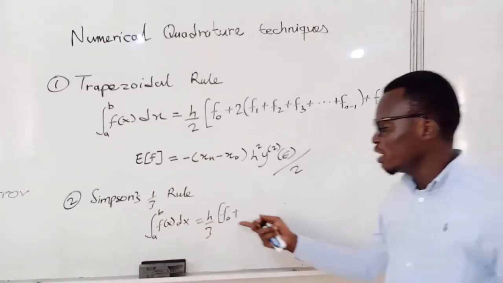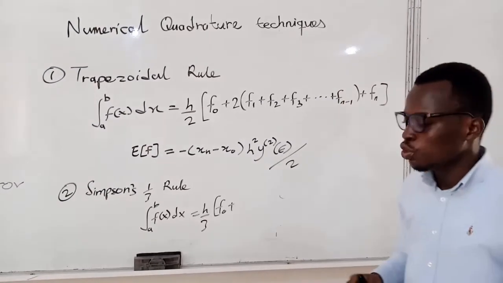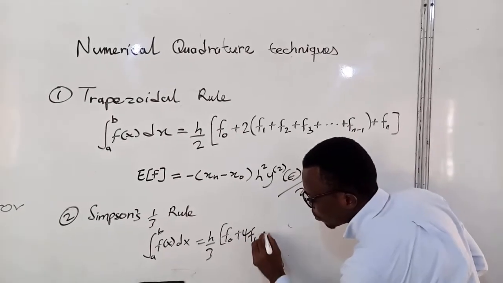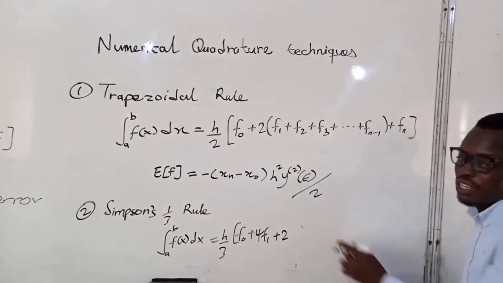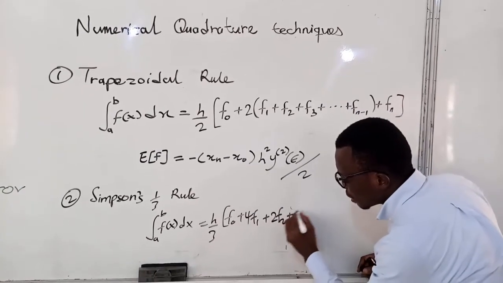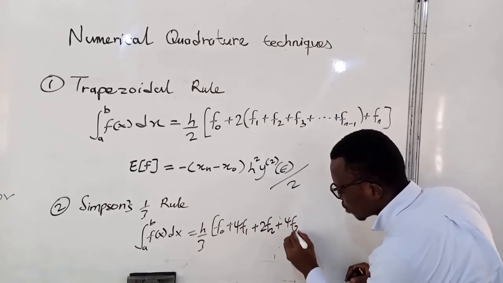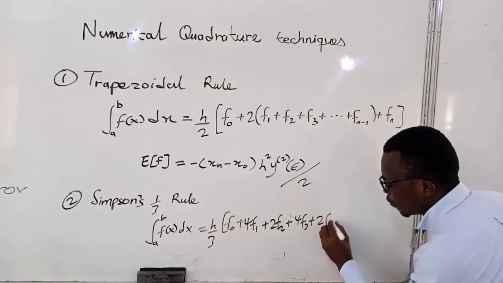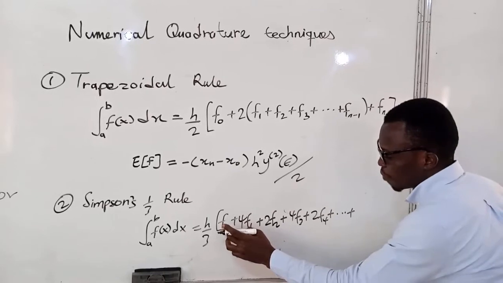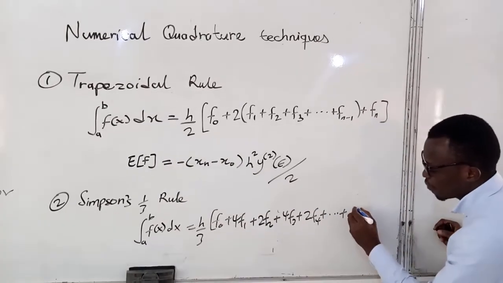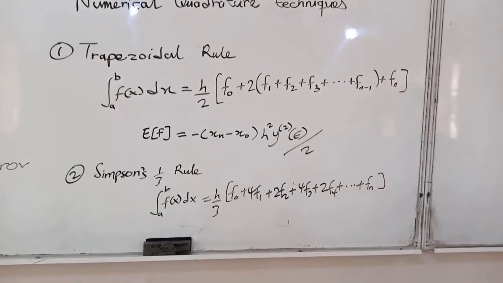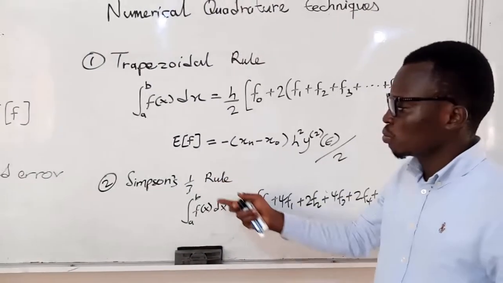in any case we are going to use this index, which is 0, 1, 2, 3 up to 4, 5. If the index is odd, we multiply it by 4, so 4f_1 plus 2. When it is even, we multiply it by 2, so 2f_2 plus 4f_3 plus 2f_4 plus dot dot dot until you get to the end term, which is the last index, f_n. So this is the formula for Simpson's 1/3 rule.